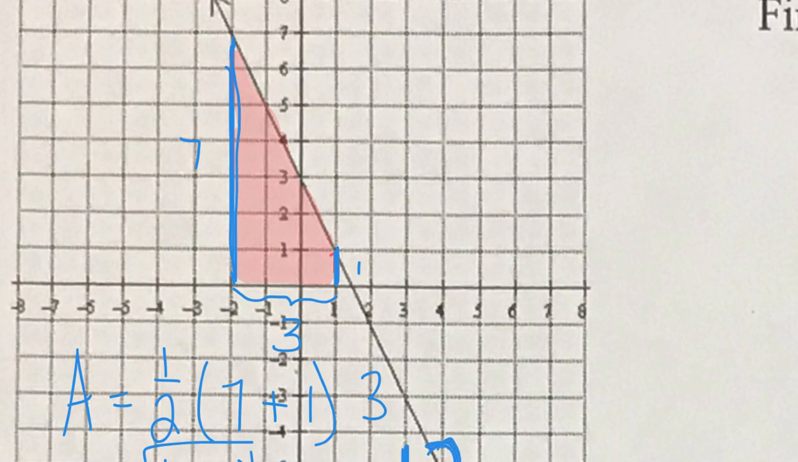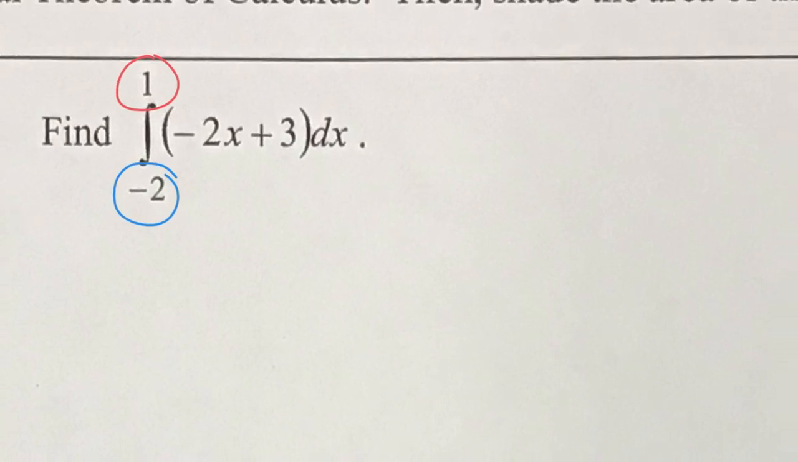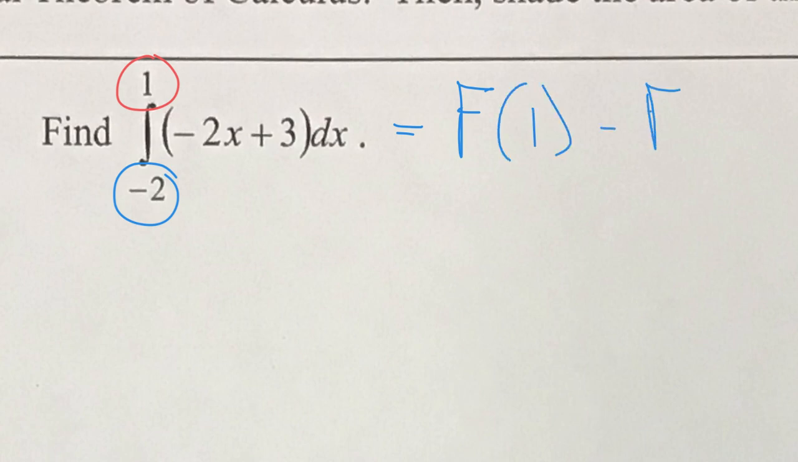Okay, so using our trapezoid approximation, in this case it's pretty good because it's a straight line. We can actually get the area. The area of this trapezoid is 12. So knowing that, let's come over here and apply the fundamental theorem of calculus. That says we need to evaluate capital F at 1 and subtract capital F evaluated at -2. Because you always go from your upper endpoint, your right-hand point, and subtract your left-hand point.